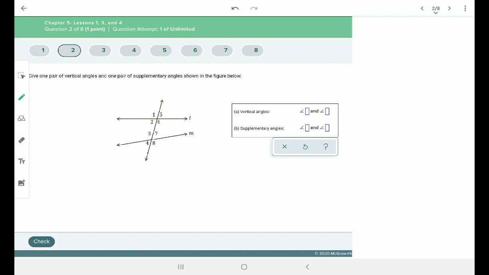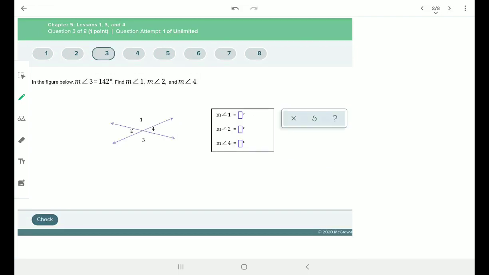For your other set, it has to be supplementary. Remember, supplementary makes a straight line. They make a 180-degree angle. So my advice here is to find a line, right? Just find a line anywhere. So for example, maybe I want to pick this line here. What 2 angles would make up that line, right? And there's a couple different possibilities that you could make. Okay, so hopefully that helps out with number 2.